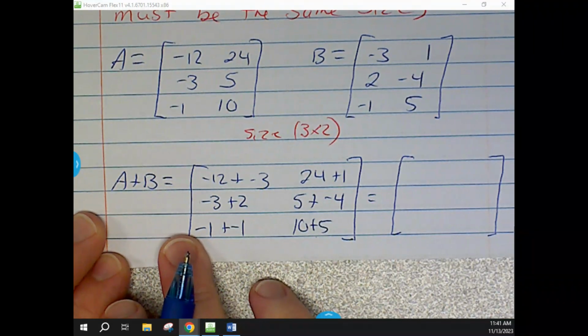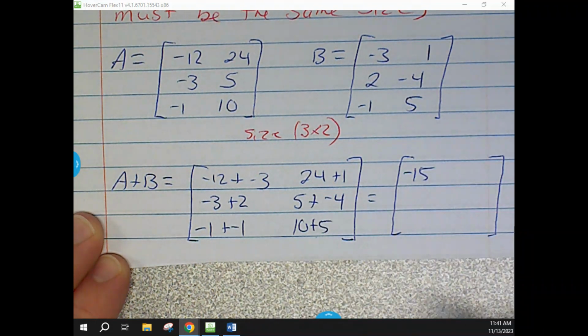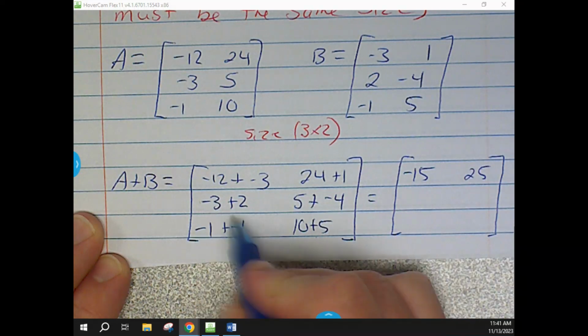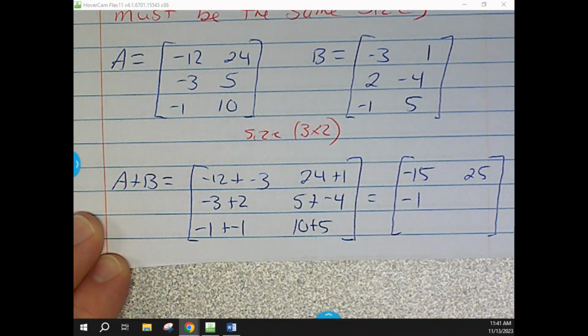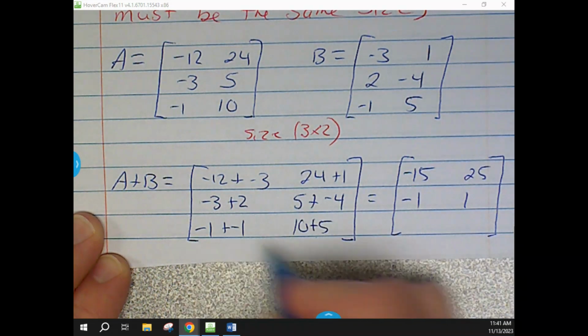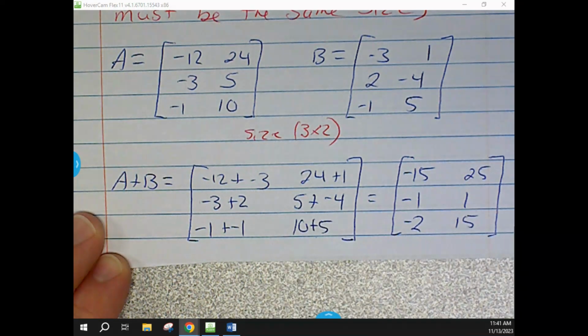Okay, and from there, just do the math. It's negative 12 plus negative 3. That's negative 15. It's 24 plus 1, which is 25. Negative 3 plus 2 is negative 1. 5 plus negative 4 is 1. 1 plus negative 1 is negative 2. And then 10 plus 5 is 15.